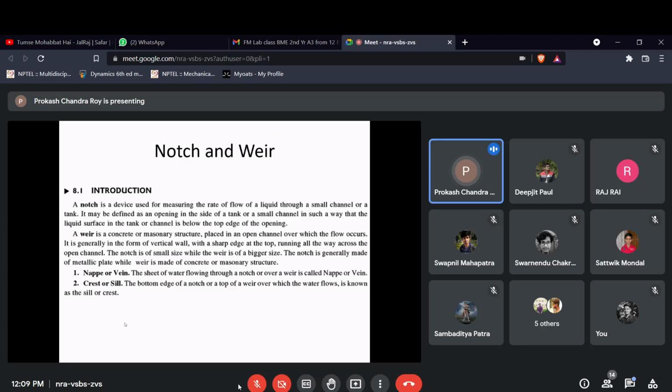So notch and weir are used to measure the discharge basically. A notch is a device used for measuring the rate of flow of a liquid through an open channel or a tank. It may be defined as an opening in the side of the tank or a small channel in such a way that the liquid surface in the tank or channel is below the top edge of the opening. So it will flow over the particular section.